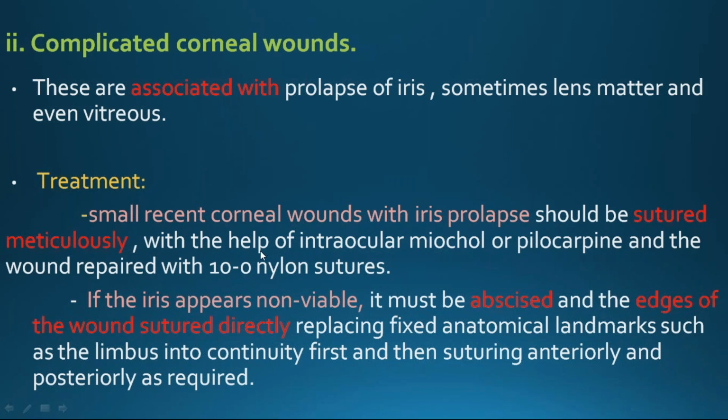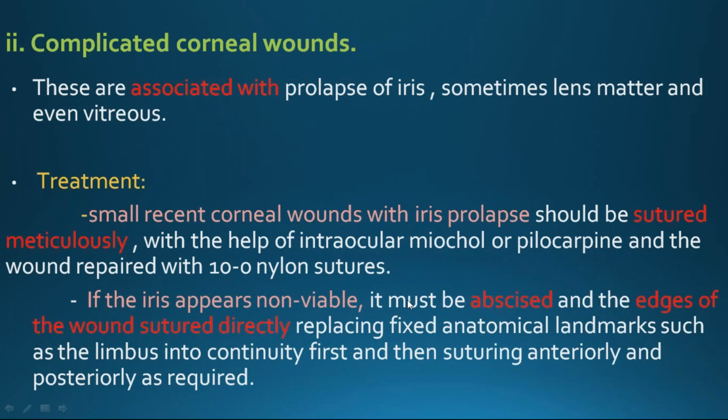First, if there is any iris prolapse, you have to replace the iris with intracameral pilocarpine. What will intracameral pilocarpine do? It will constrict the pupil and restore the normal anatomy of the iris. Then you have to suture the cornea with nylon sutures. If the iris appears non-viable, if the iris is dead, it must be excised and the edges of the wound sutured directly.